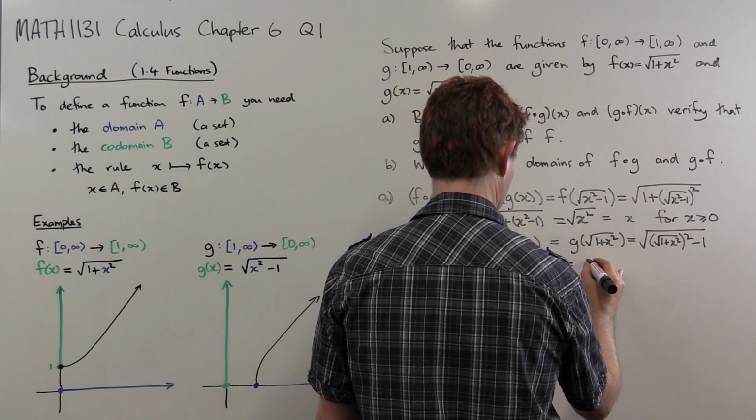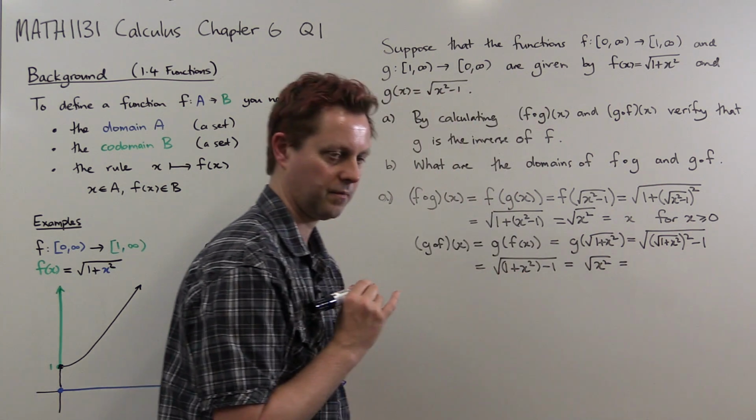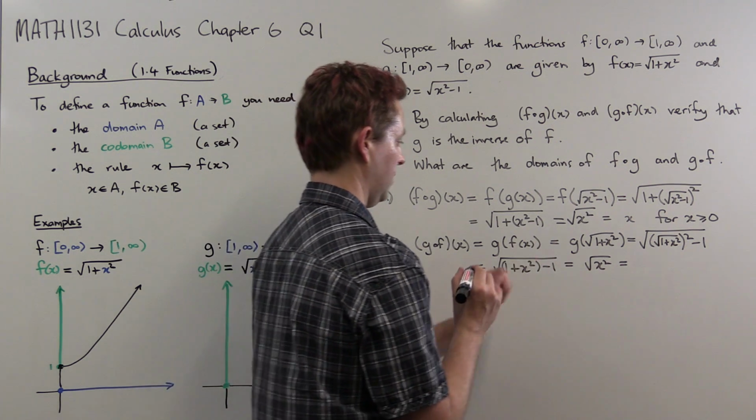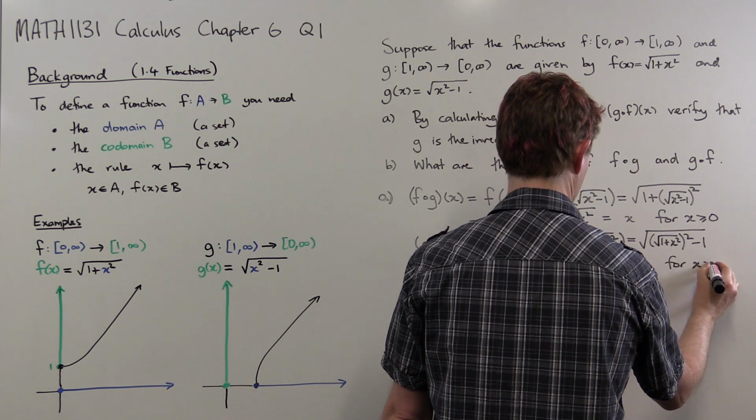which is the square root of x squared. Again, this is the absolute value of x. If x was negative and you squared it, the square root would give you something positive, but this is going to be equal to x, provided x is greater than or equal to 0.